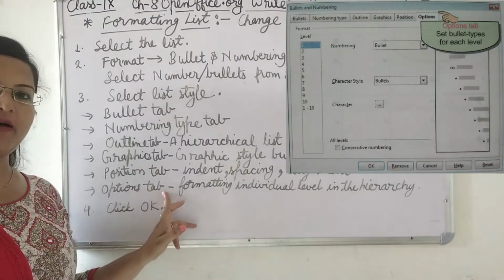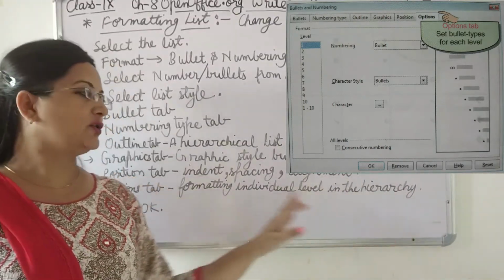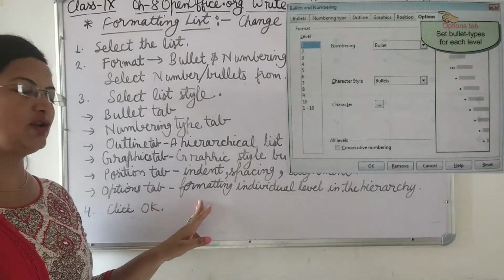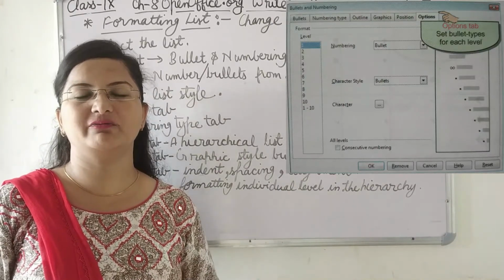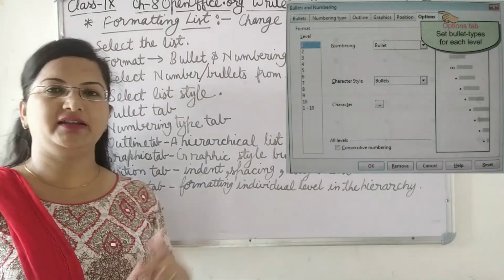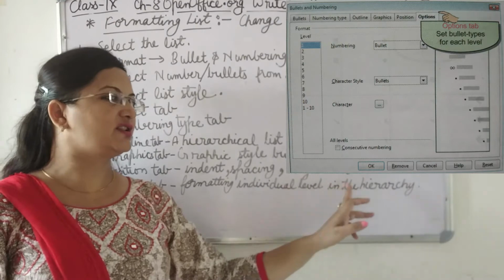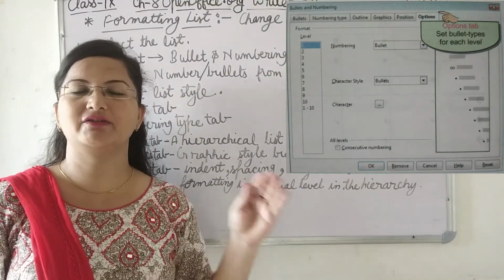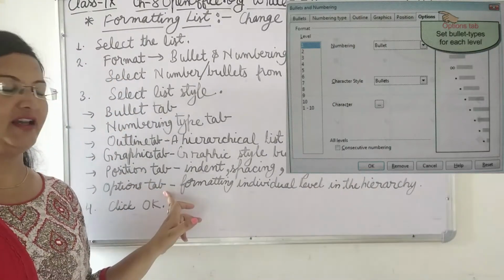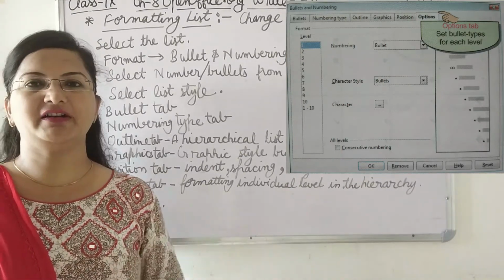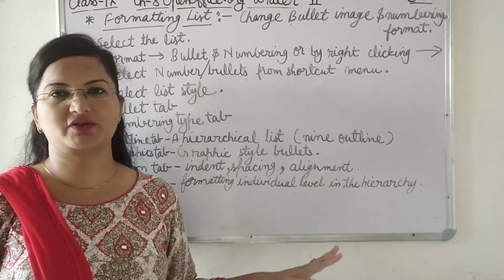Then the options tab. In the options tab, it is actually formatting individual levels in the hierarchy. So here in the options tab, this is also important. If we have to set the design, a bullet or numbered list, or the combination of both, in various hierarchical levels, we have different designs here. Then we can choose a design for an individual level. We can choose bullets or numbers for an individual level, and this one is also important, because in the outline tab there are 9 outlines only, but apart from that here we have many options.